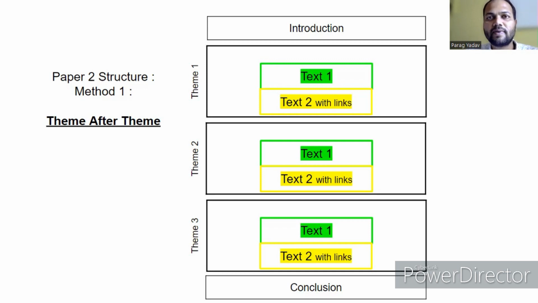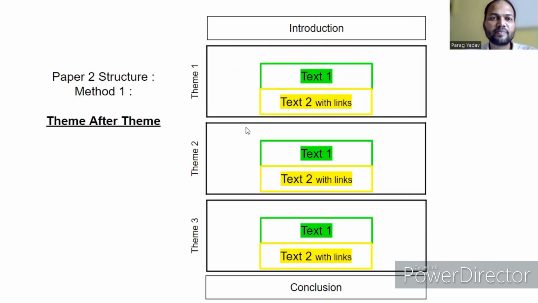So when you write about theme 1, you should write relevant examples from text 1 for that theme, followed by relevant examples from text 2 of that particular theme. Also, when you write examples from text 2, you should bring in the links that compare and contrast with examples from text 1. This paper is comparative in nature. Therefore, these links of comparison become very crucial.